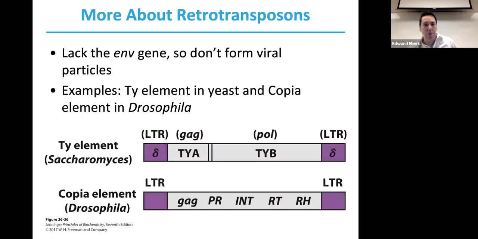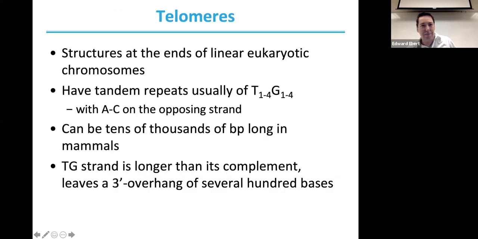Okay, so you can see our retrotransposons look something like this. They don't have an envelope gene, so they don't make viral particles, but they still have the gag and the pol and the long terminal repeats in there to help move stuff around. Okay? And you've got a place where you can stick other DNA in there.